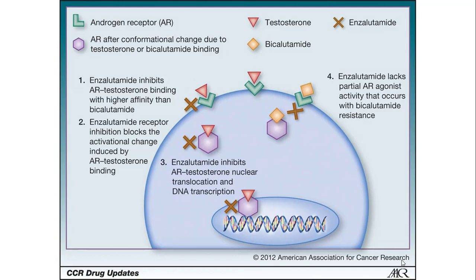And the mechanism of action of enzalutamide is that enzalutamide inhibits androgen receptor testosterone binding with higher affinity than bicalutamide. Enzalutamide receptor inhibition blocks the activational changes induced by androgen receptor testosterone binding. And enzalutamide inhibits androgen receptor testosterone nuclear translocation and DNA transcription. Basically, it is an androgen receptor modulation drug.